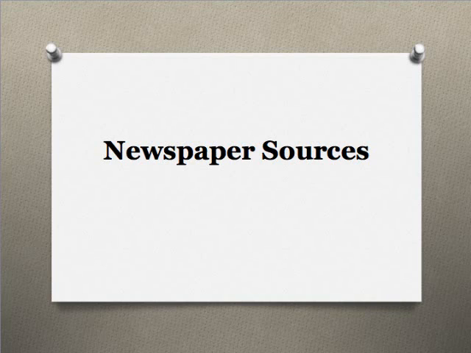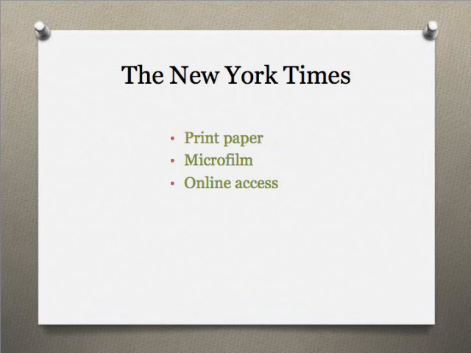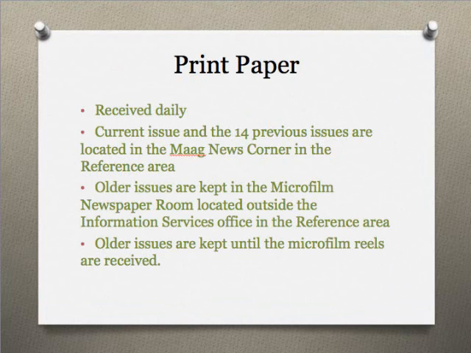Welcome to Mog Library's tutorial on newspaper sources. The New York Times is one newspaper source that we'll take a look at. There are different ways to access articles in the New York Times. These include the actual paper, through microfilm, and online by accessing the New York Times article archive. First, let's look at the actual paper itself.